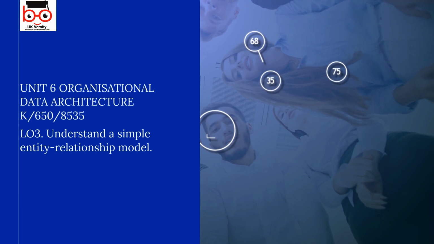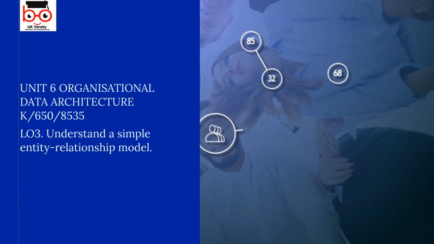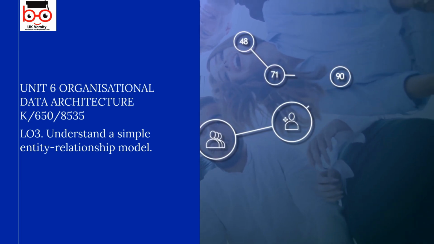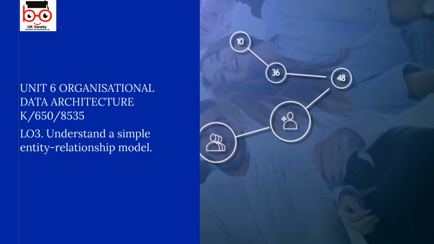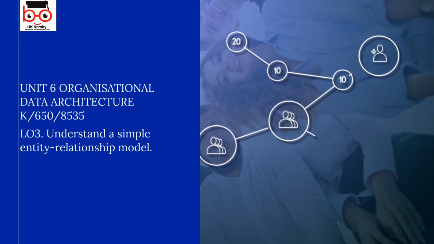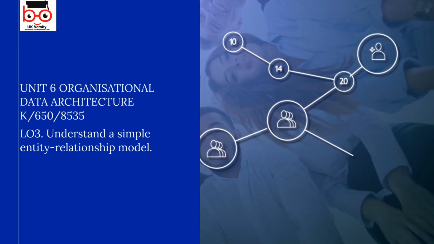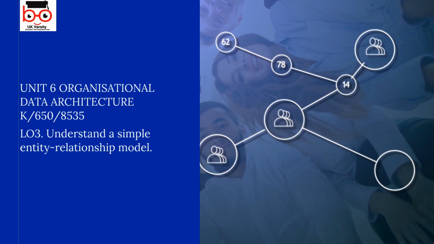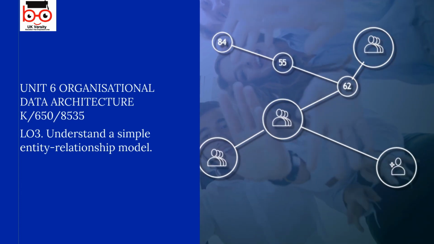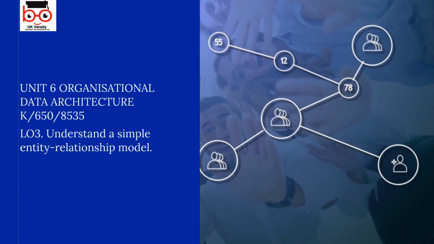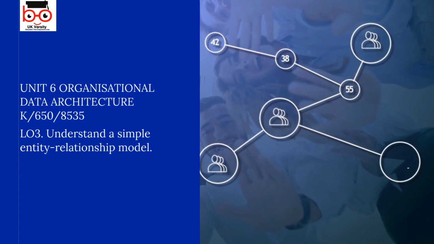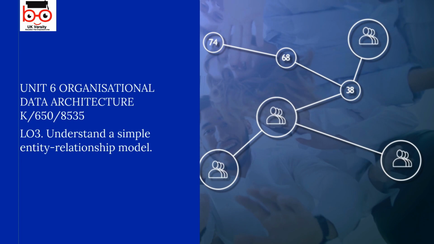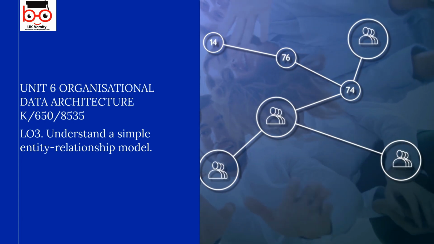In this session, we will focus on learning outcome 3: Understand a simple entity relationship model. Our goal is to explore what an entity relationship model is and why it is a crucial tool in database design. We will break down the core components of models, including entities, attributes, and relationships, and examine how these elements work together to create a structured and systematic database. By the end of this session, you will have a clear understanding of how models help organize data efficiently and form the foundation for effective database systems.